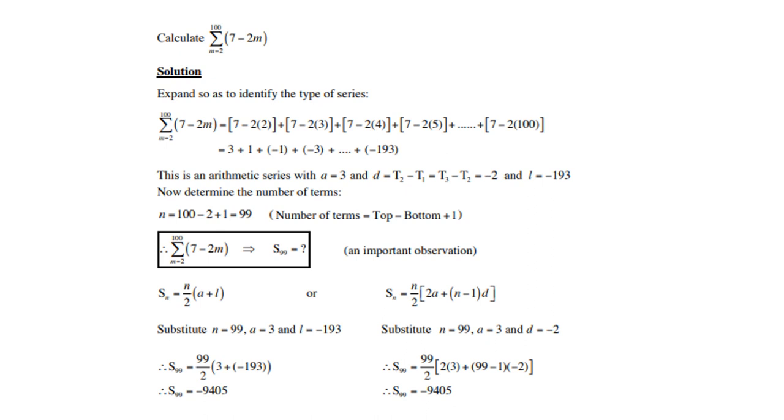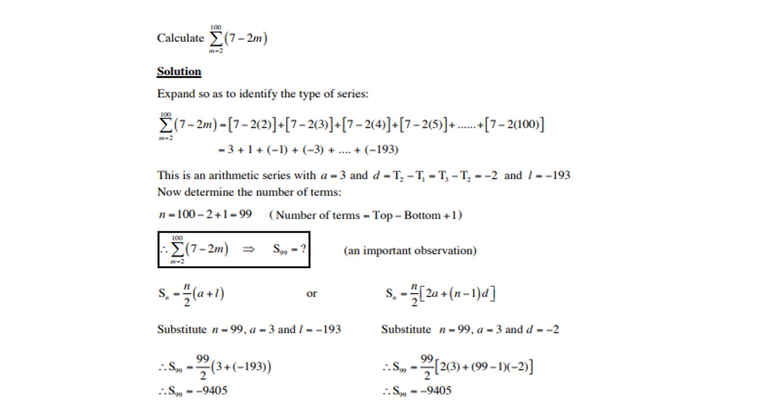I mean all 99. So 7 minus 2 times 2 plus 7 minus 2 times 3 plus 7 minus 2 times 4, 7 minus 2 times 5, etc. And of course, you can also get the last term, 7 minus 2 times 100, because you know the last term is 100. So you get 3 plus 1, negative 1, negative 3, plus, plus, plus, until the last term minus 193. Right, so now you have those terms, and now you can choose a formula for a finite series, because this is a finite series.